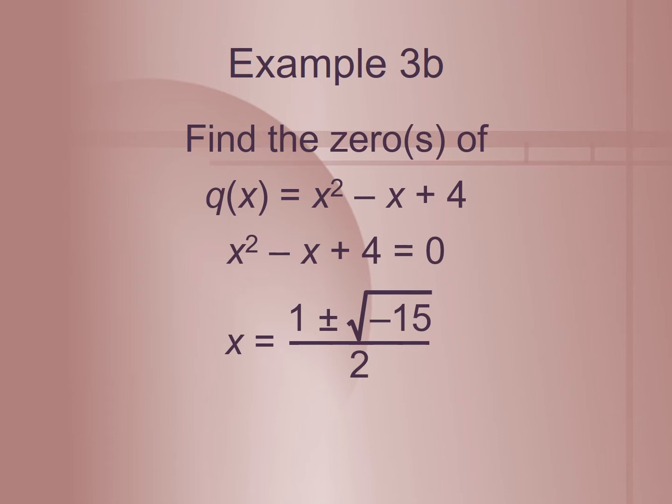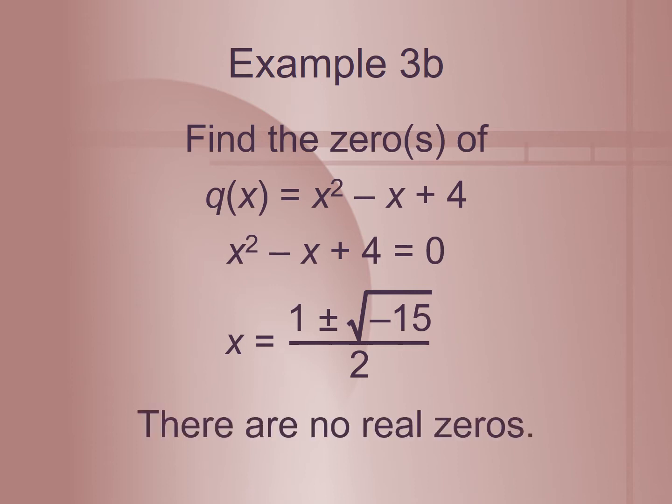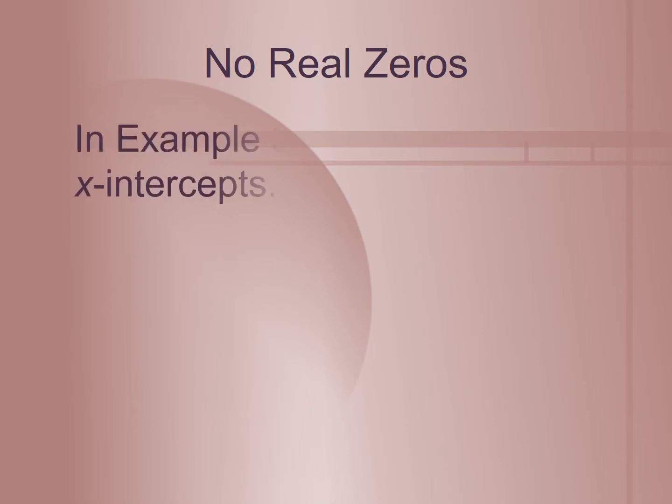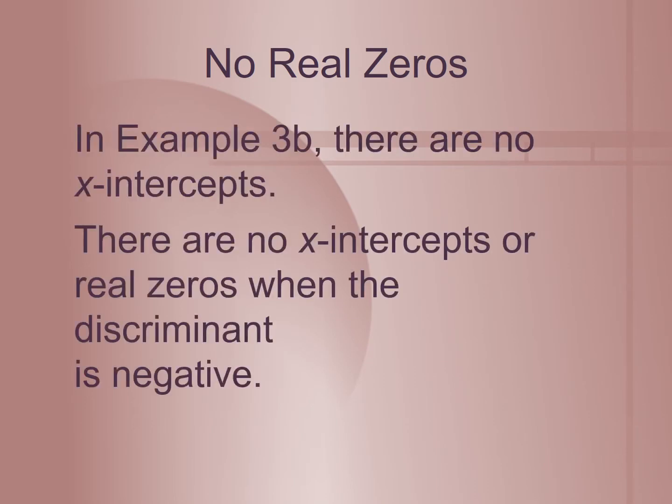So if there are no real solutions, that means there are no real zeros. And remember, zeros are where the parabola is crossing or intercepting the x-axis. If there are no real zeros, that means there are no x-intercepts. So there are no x-intercepts or no real zeros when the discriminant is negative.